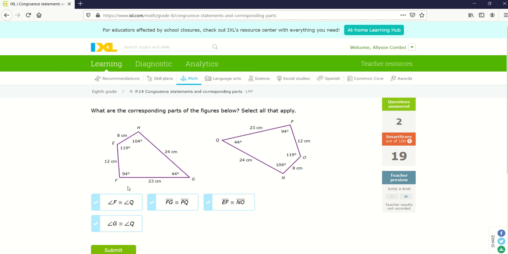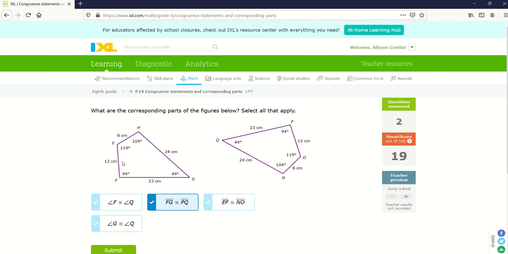This one, F to G right here, 23, and P to Q right here. So we know that G to F has to match up with Q to P because it's 94 and 44, these two angles right here. So yes, those two do match up. What about this one? E to F and N to O. So E to F is 12, N to O is 8. So nope, these ones do not match up, because F is 94 degrees, which would match up with P. So we know that that one does not work either.